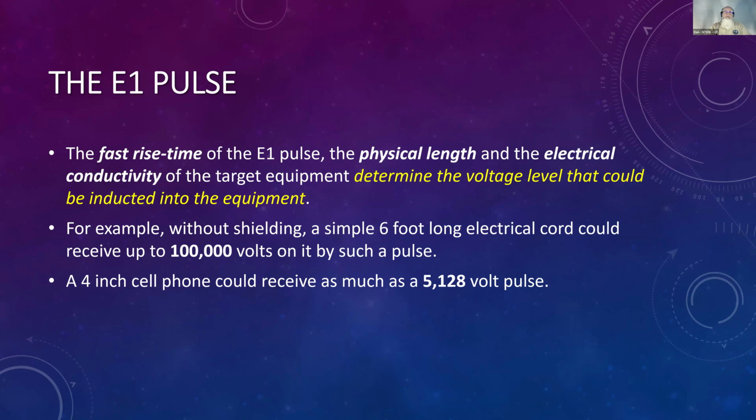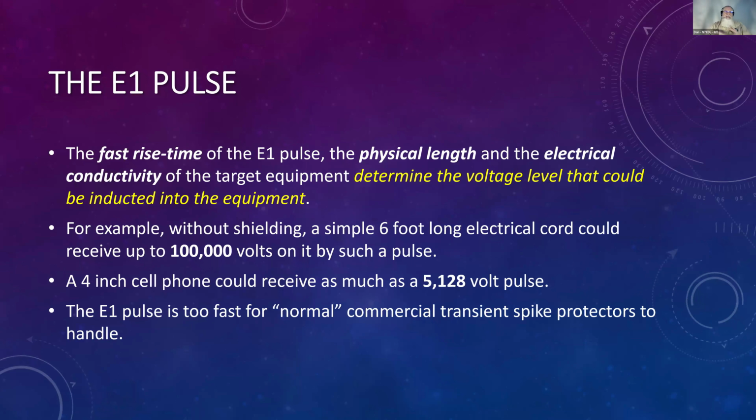There's just so much that we don't know now, with the advent of new people building devices. So again, this is all based on old information. The E1 pulse is, of course, too fast for normal commercial transient spike protectors to handle. However, there is a company called EMP, I'll think of it, that says their devices are quick enough to take care of the E1 pulse.